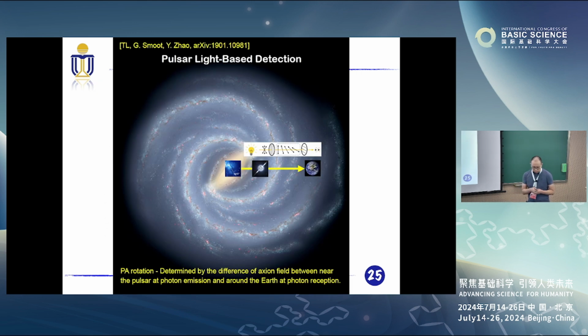And more recently, with George Smoot and Yue Zhao, we have proposed to use linearly polarized pulsar light to detect the cosmological birefringence. In such a case, the rotation of the position angle is determined by the difference of the axion field near the pulsar at the photon emission and around the Earth at the photon reception. Again, this is related to the topological nature of the Chern-Simons term.